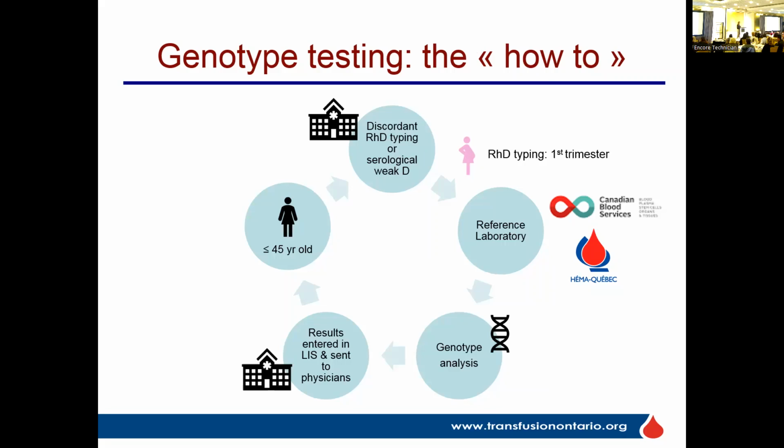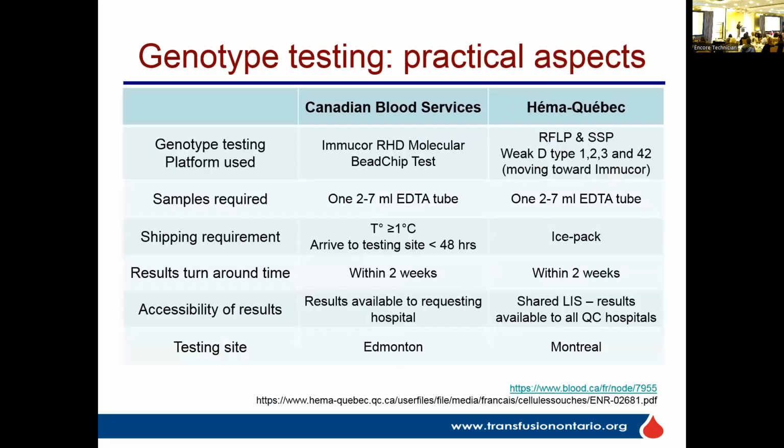As I said, there are 2 reference labs in Canada, at CBS and at Quebec. Both will perform the genotype typing, and I will explain the difference between the 2 in the next slide. Then the reference lab will send the result to the requesting hospital. They will enter it into their blood bank LIS and send the result to the treating physician. On the slide, I illustrate the difference between Canadian Blood Services and Quebec, but basically it's quite similar.